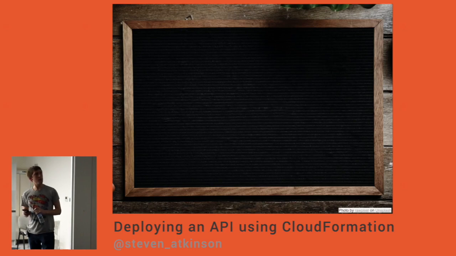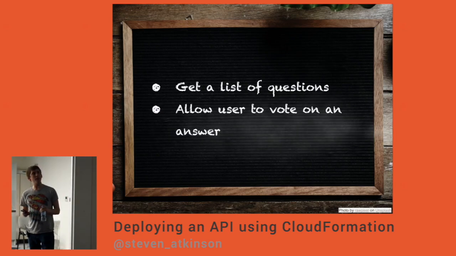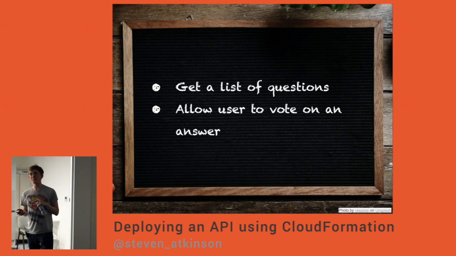So for this API, we're going to get a list of questions. That's going to be its own route. And we're going to allow users to vote on an answer.